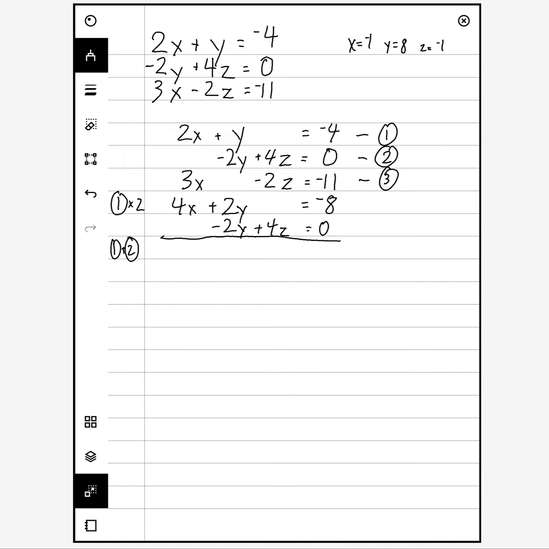All right. So the reason I'm adding 1 and 2 is because these two will cancel out. So I'll just get left behind with 4x plus 0 plus 4z is equal to -8. All right, I'm going to call this my new equation number 4.